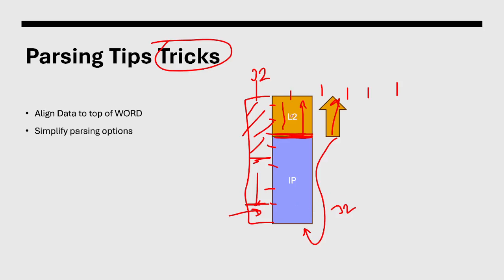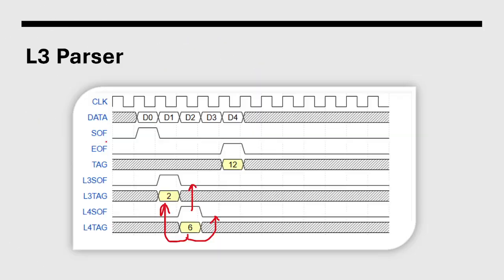So this is the trick: we must align data to the top of the word, and that simplifies the parsing for our L3 parser. Now this trick is ubiquitous. You will see it applied to every parser that I write, because it simplifies all the alignments. Imagine trying to close timing at very high speeds. Your logic must be very, very streamlined, and this is one of the tricks that helps you do that.